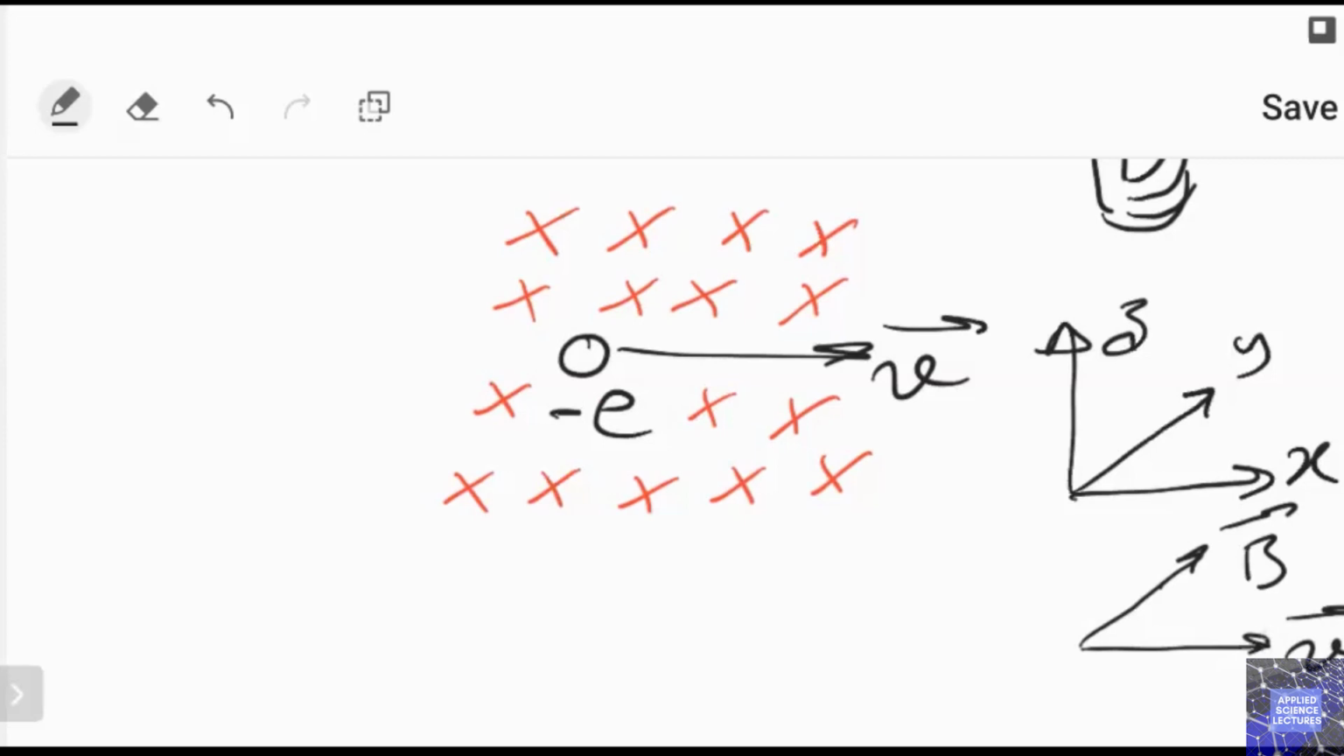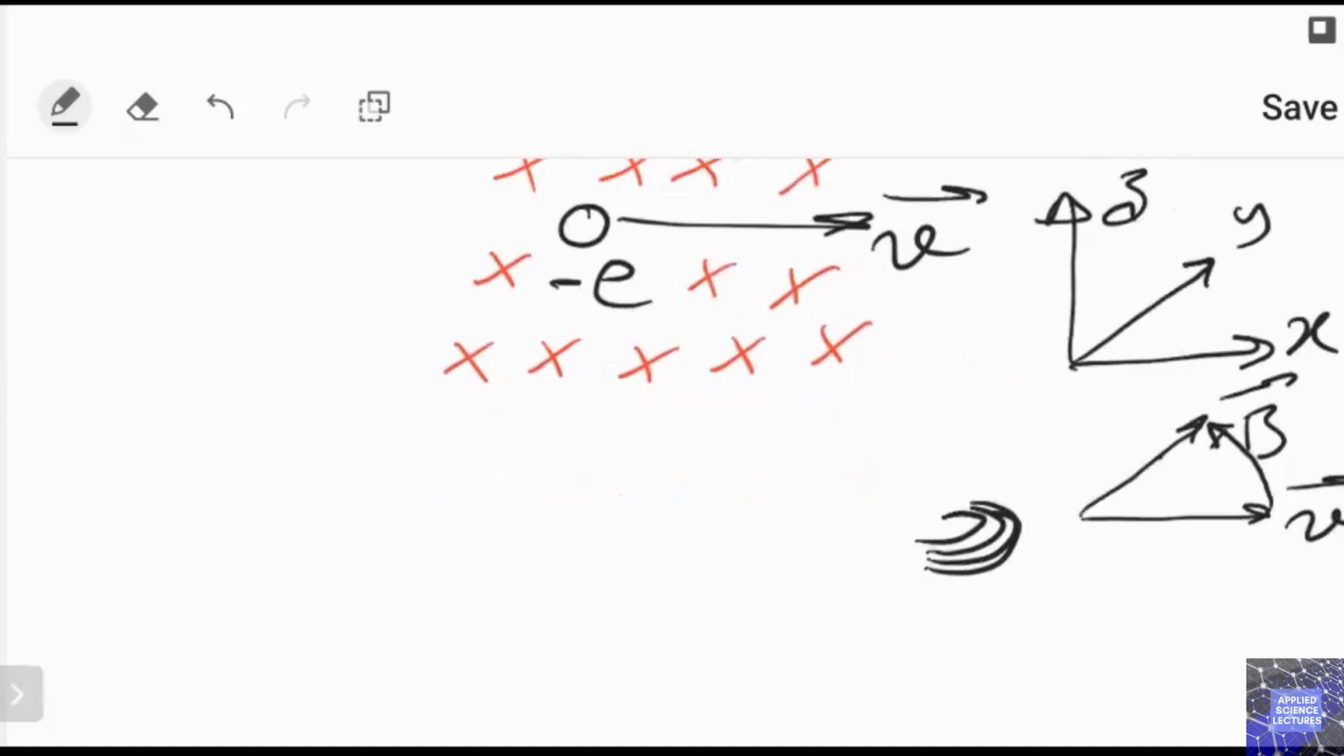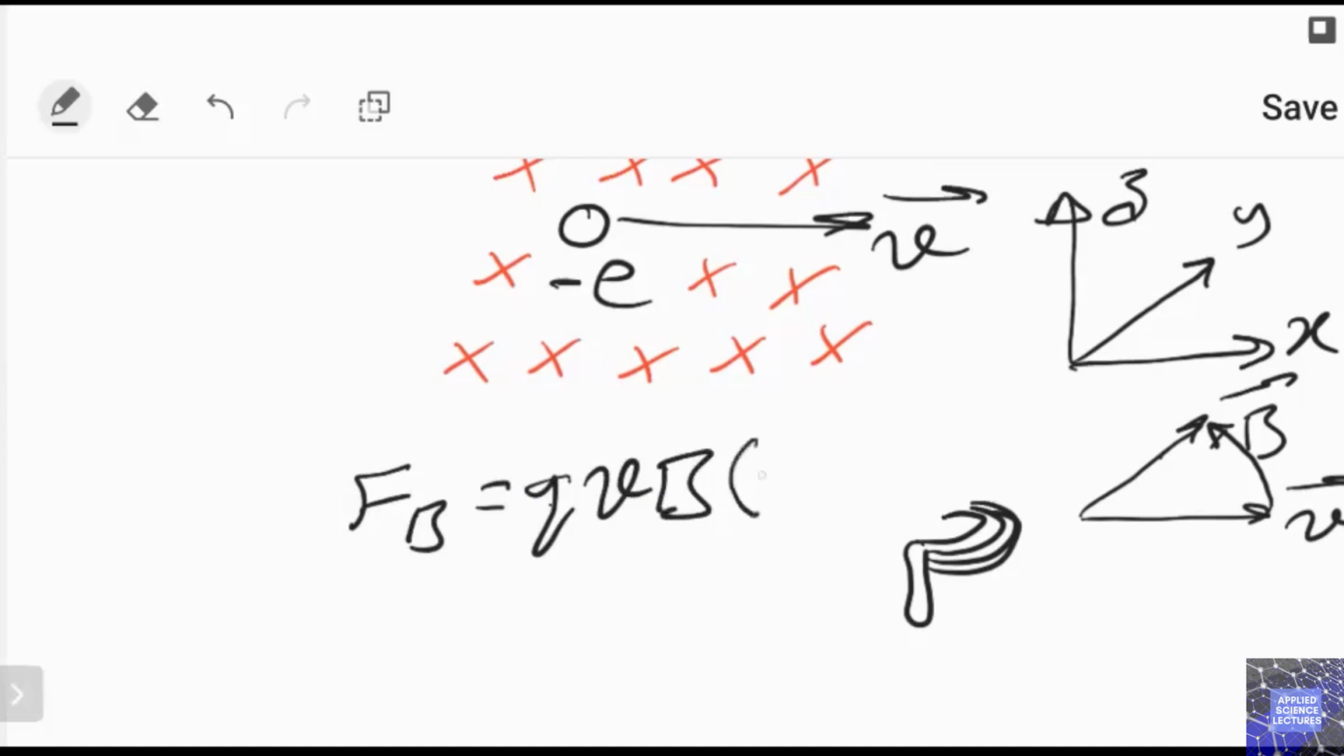Then using the left hand, curving from V toward B, you will notice that your thumb will be pointing downward. In this case, if I am again to try to draw this with the left hand, your thumb is pointing downward like this, and FB would be Q V B, and the direction is minus k hat. So this is how we do it for the positive charge and for the negative charge as well.